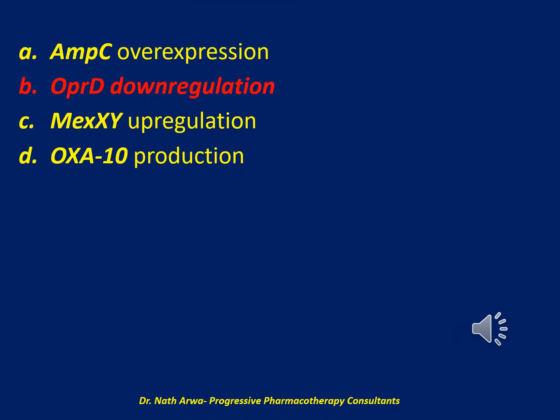And the correct answer is B. OprD downregulation. OprD is a porin that can inhibit carbapenem entrance into the periplasmic space, leading to increased MICs. OXA-10 is a class D beta-lactamase that affects primarily cephalosporins. MexXY is an efflux pump that increases cefepime MICs but has limited effect on carbapenems. AmpC overexpression would increase ceftazidime MICs. Kindly advance to the next slide.